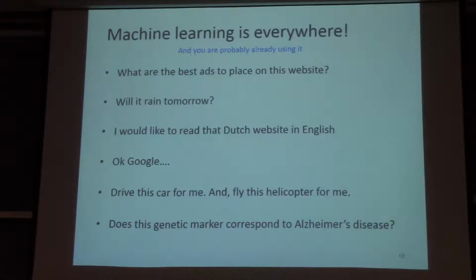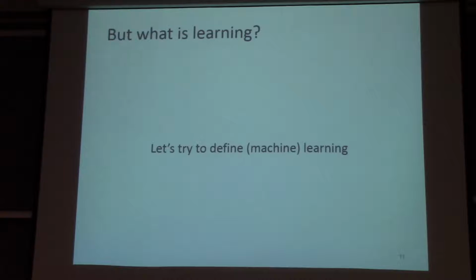Google's trying to get a car out that can drive itself, and you know where I'm going. There's a classifier sitting there. There's some talk about a flying helicopter. One of the coolest applications of machine learning, and probably one of the most important ones maybe in the coming decades, is applying it to medicine, identifying diseases and drugs that cure diseases and things like that. So learning is everywhere. Still haven't answered what is machine learning.